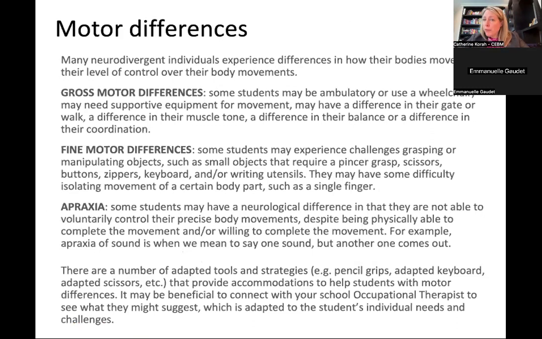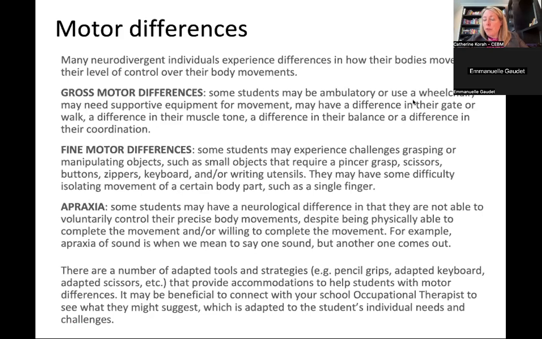In terms of motor differences, we know that in our neurodivergent population there are not only differences in sensory and communication and the way they empathize and so forth, but there are also differences in terms of motor. Many neurodivergent individuals experience differences in how they move their bodies or their level of control over their bodies. There could be gross motor differences, fine motor differences, and what we call apraxia.